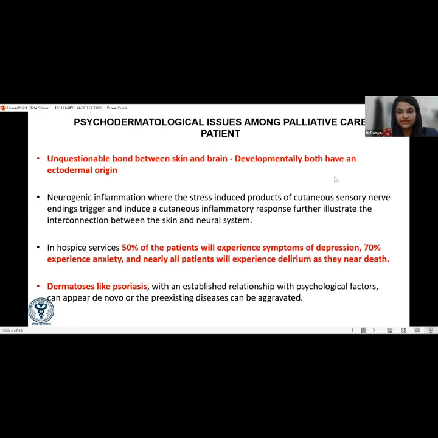Now, regarding psychodermatological involvement of palliative care patients, there is an unquestionable bond between the skin and the brain. Both are of ectodermal origin. In neurogenic inflammation, stress-induced products of cutaneous sensory nerve endings trigger and induce a cutaneous inflammatory response, which further illustrates the interconnection between the skin and the neural system. In a hospice setting, it is noted that 50% of patients will experience symptoms of depression, 70% may experience anxiety, and nearly all patients will experience delirium as they near death. Dermatoses like psoriasis, with an established relationship with psychological factors, can appear de novo, or the pre-existing disease can be aggravated.